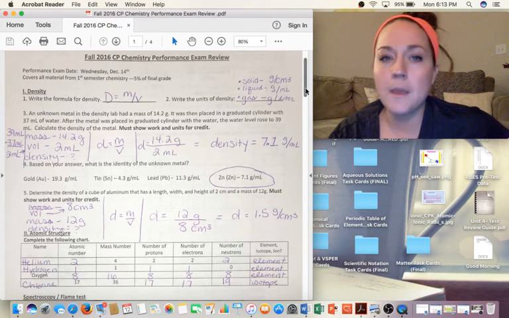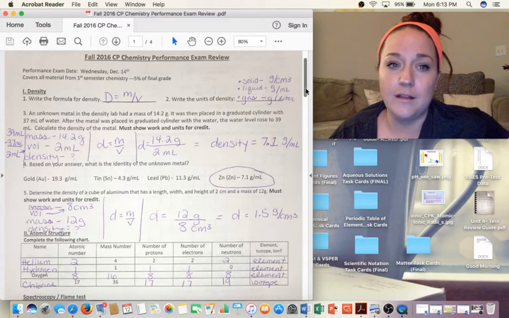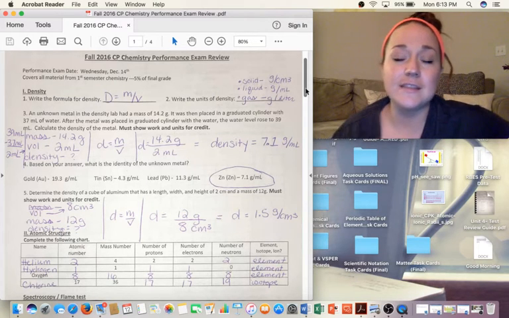So, performance exam, if you didn't know, 5% of your overall grade. So you still need to do well and end the semester strong. This will take place this Wednesday.